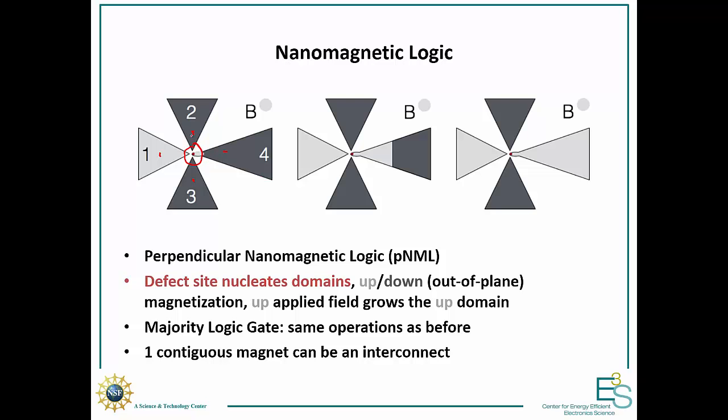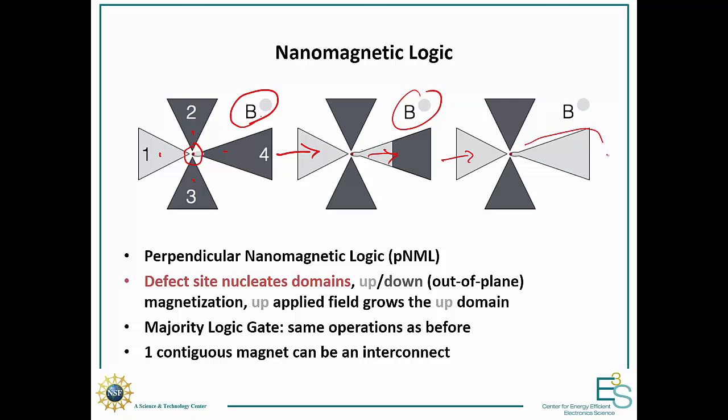Again, we have the same truth table, but now we apply this external field. And at some point, this field will be high enough so that only the output, magnet number 4, starts to switch. And again, the inputs will not switch because they have higher coercivity. And if we follow the process, then what happens is you keep this field applied, and this small domain that nucleates at the red point starts spreading, and it keeps going.